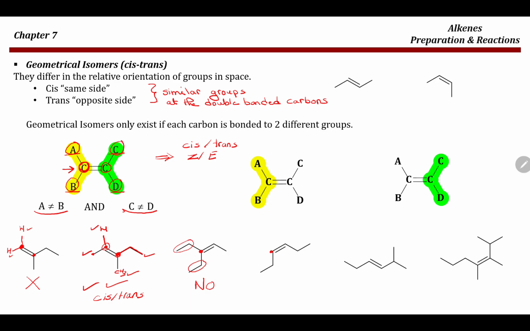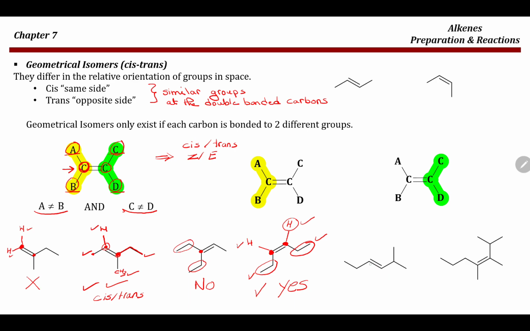Let's move to this example here. Starting with this carbon, this is the first group. Where is the second group? It's a hydrogen. Those two are different, so we're fine. Let's move on to the second carbon now. Again, the first branch is this one. The second branch is a hydrogen. Those two are different. Since this carbon is bonded to two different groups and this carbon is bonded to two different groups, yes, we do have cis-trans isomers.